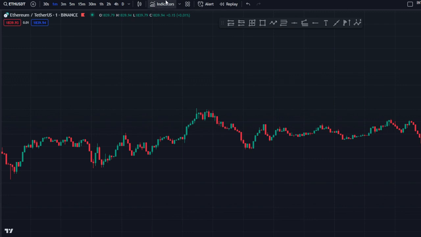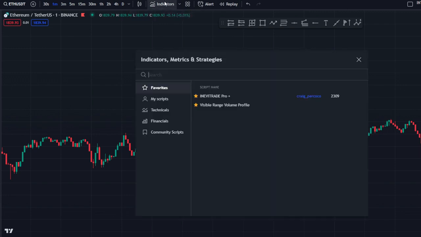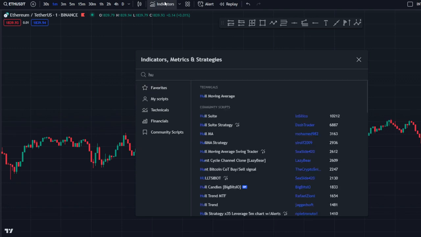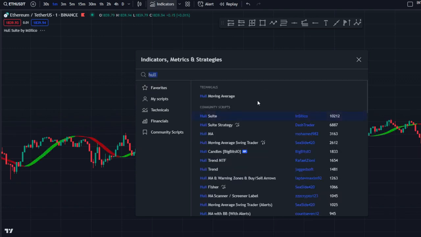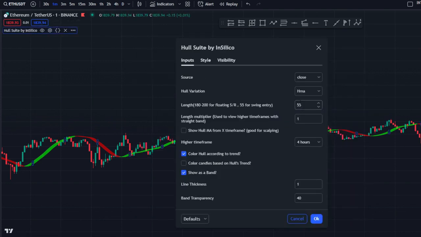For this video we'll be using 3 types of indicators. First type will be the Hull Suite. You'll be using one of these indicators. So search up Hull Suite, the one by Indicators. You're going to be changing certain things. For the length, you're going to let it remain the same. For the length multiplier, change it to 3.